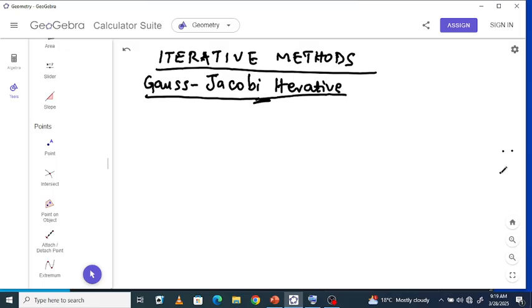In our today's video, we're going to handle the solutions of systems of linear equations. But now we are not going with the direct methods like Cramer's. We're going with the iterative methods. We have two iterative methods. One is the Gauss Jacobi iterative method, and the other one is the Gauss-Seidel iterative method, which is an improvement of the Gauss Jacobi. For today, we are starting with the Gauss Jacobi.